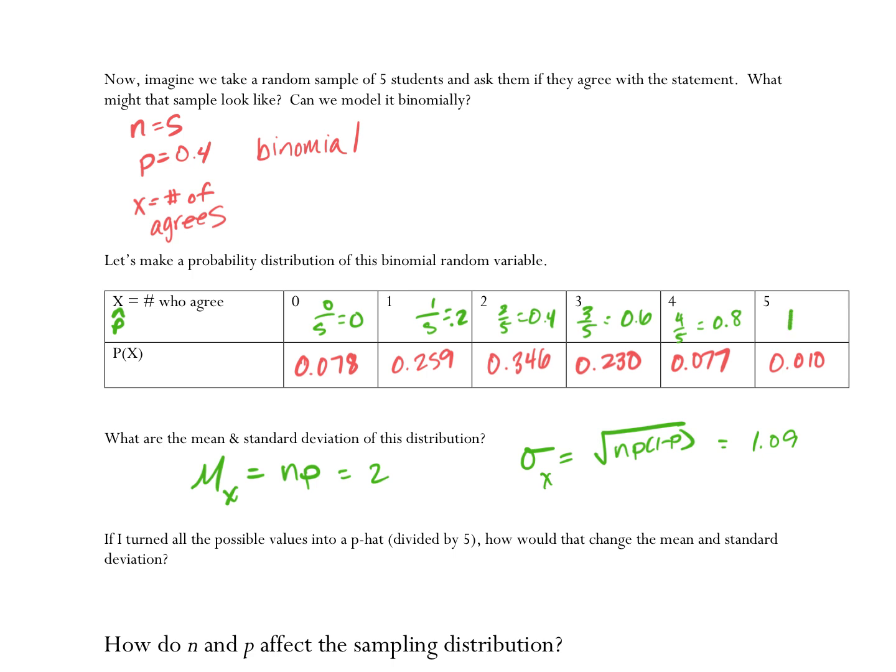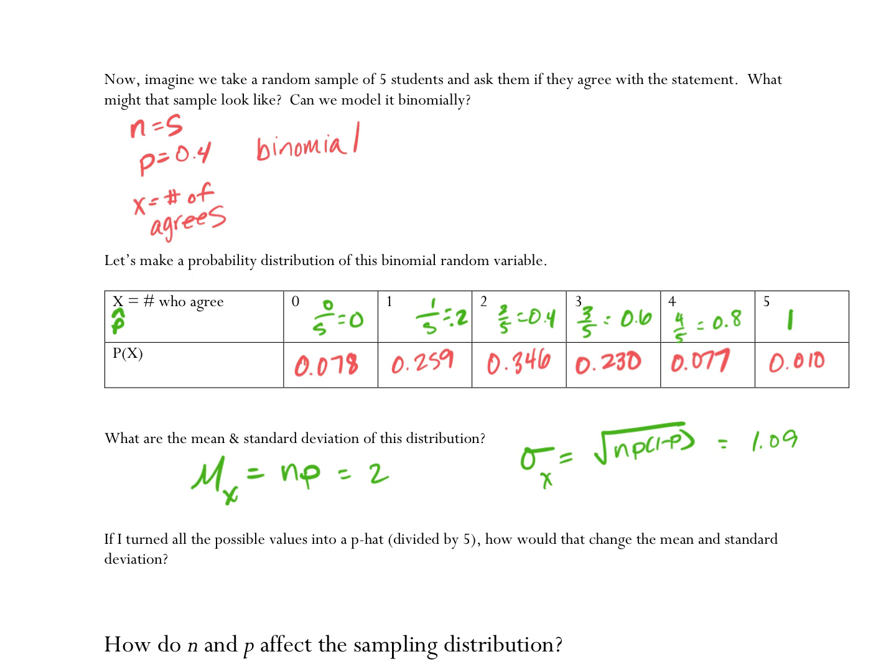Not just is it going to change both, how is my mean going to change if I divide my entire distribution by 5? The mean's going to get divided by 5. You guys, are we comfortable with saying any binomial can be turned into a p hat by dividing by the sample size? Are we seeing this?